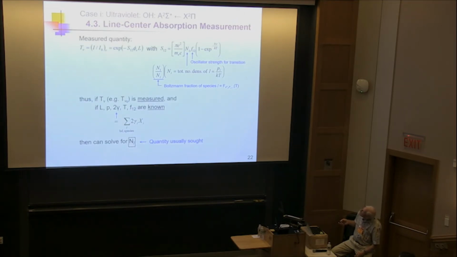Okay, measured quantity. Remember now, we're doing an experiment. We measure the fractional transmission. It's governed by K nu L. And here's the line strength, line shape, path length. This is where all the work goes. So you measure the fractional transmission, you know the path length, you know the pressure, you know the 2 gammas, you know the oscillator strength, you know the temperature, and you can evaluate everything.